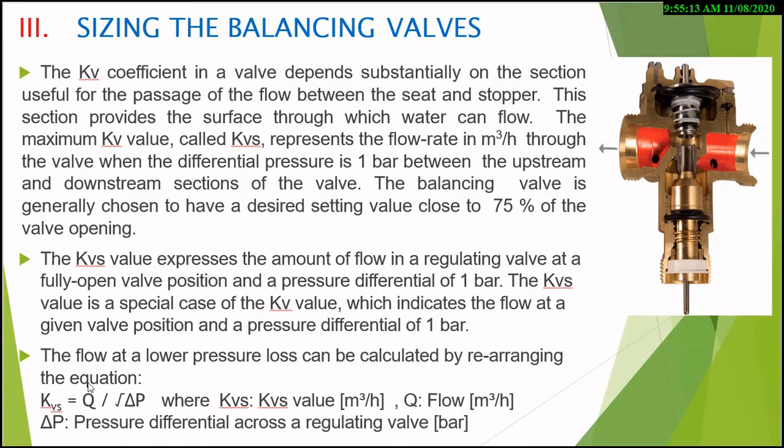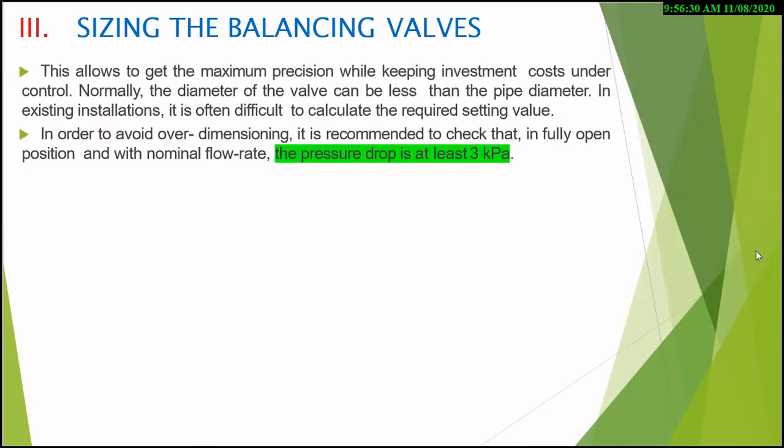The flow at a lower pressure loss can be calculated by rearranging the equation KVS equal to Q divided by the square root of delta P, where KVS value is calculated in the unit cubic meter per hour, Q is the flow in cubic meter per hour, and delta P is the pressure differential across the regulating valve. This allows to get the maximum precision while keeping investment costs under control.